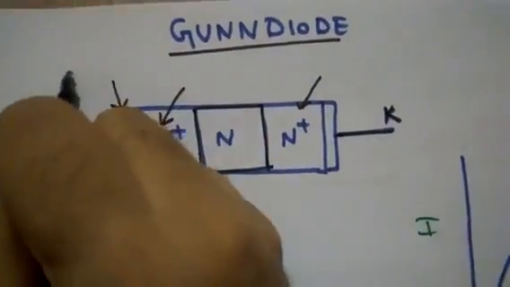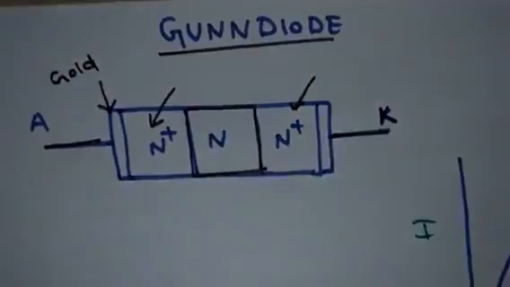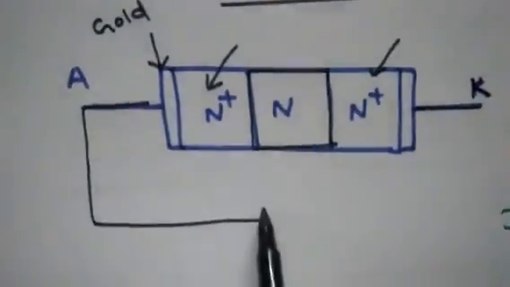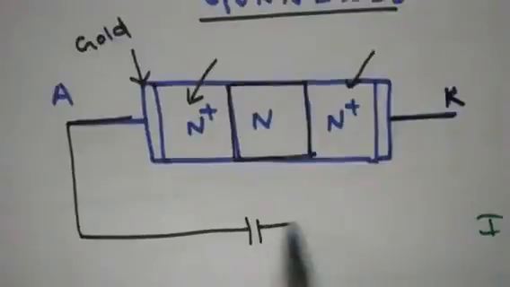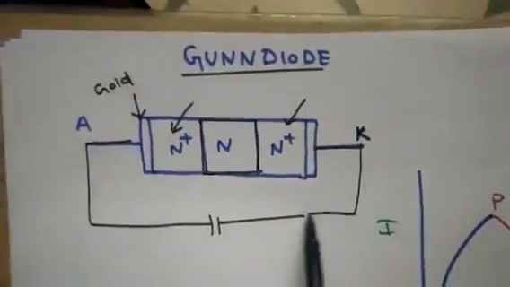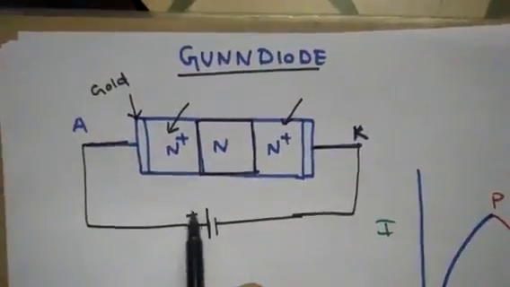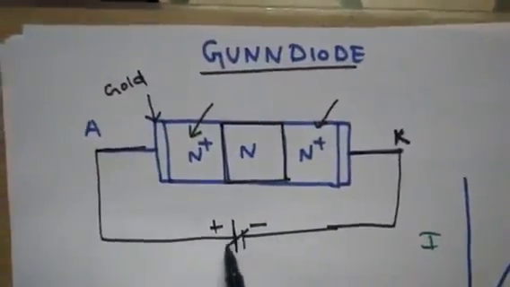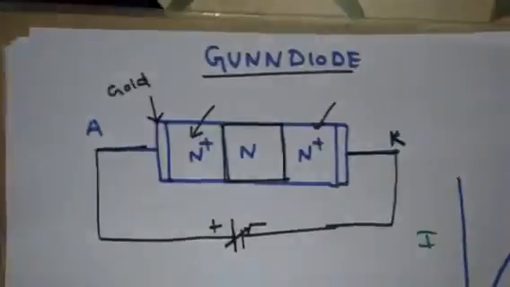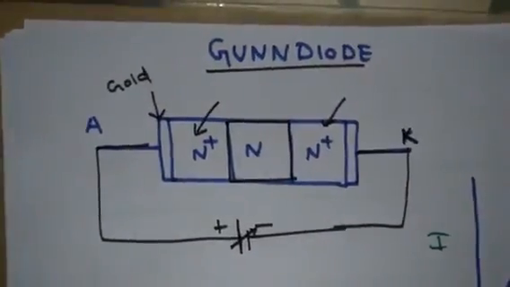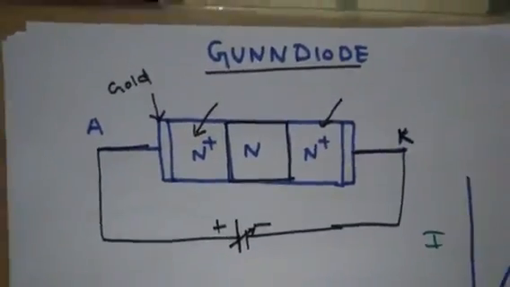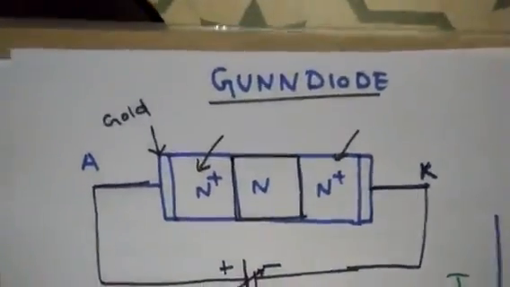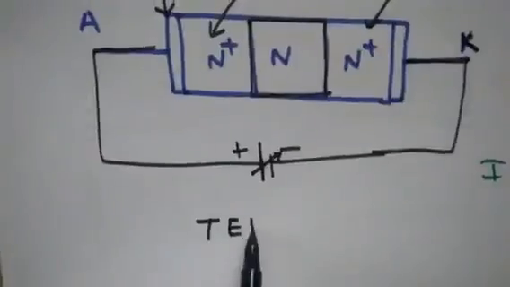So generally gold metal is used here. So anode is connected to the positive terminal of the battery and cathode is connected to the negative terminal of the battery. It is the forward biased section of Gunn diode. So it is also called transfer electron device.